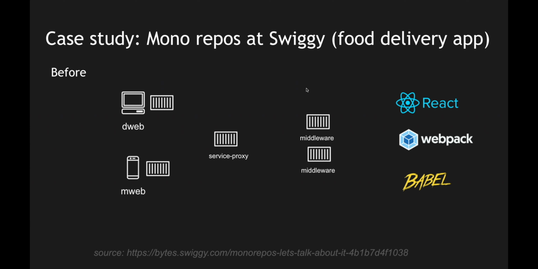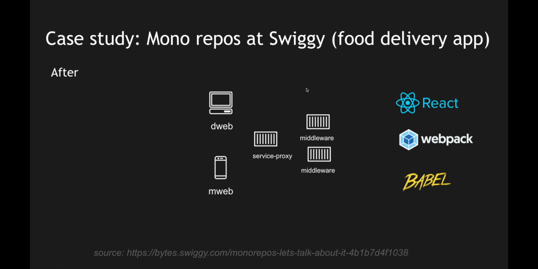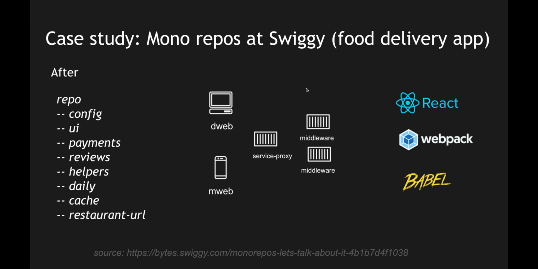Now what happened after they moved into monorepos? So when they moved into monorepo, they clearly changed the whole structure of the repository. So there was only one repository for all these three components, where they had the dweb, the mweb, and also the service proxy. So I have put that as a repo here. They had multiple modular folders or packages which were called, for example, config, which had the webpack configuration, which is reused by both the mobile web and also the dweb.